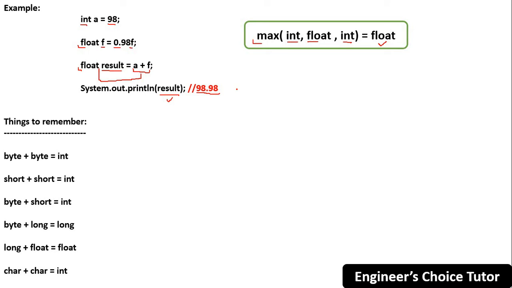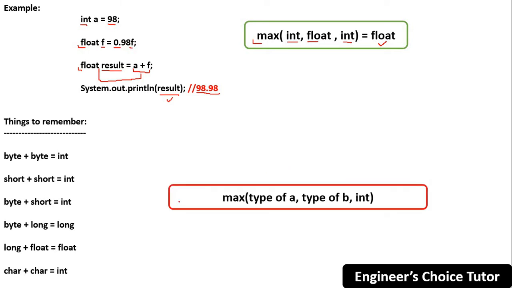So these are some possible combinations by the help of this max formula. You can check. If type of a is equal to byte and type of b is equal to byte, then the result will be int. If both the types are short, then also int. If one type is a byte and another one is short, then also int. Like this I have mentioned a few combinations, but you should always remember this formula. That is more than enough to figure out the return type. Is it clear? In the arithmetic operators case. Fine. Now let's see the next.